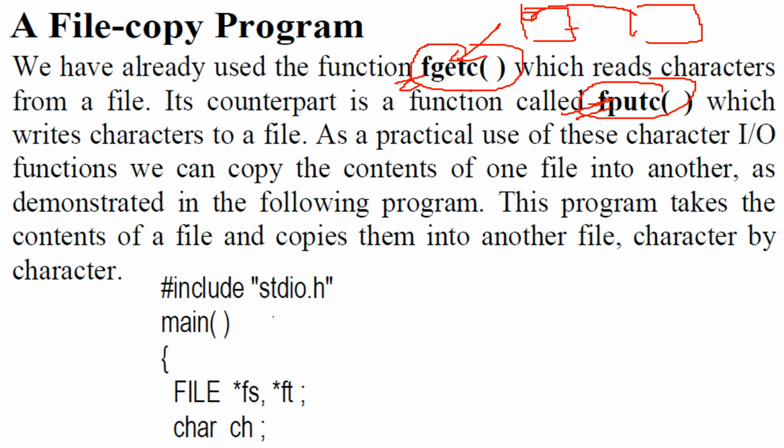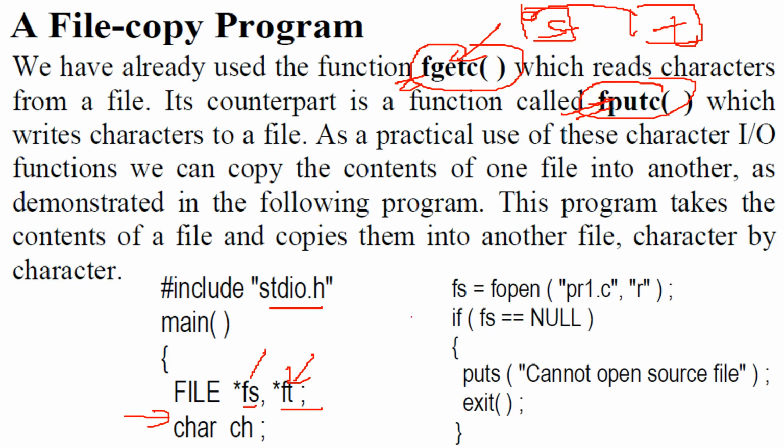This is stdio.h we have included. We have fs and ft, we have two file pointers. Say this is the source, this is the target. And we have taken a character variable. Now we try to open the first file, that is pr1.c, say this is the name of the file, in read mode. And we have to check whether it opens or not, otherwise we will come out.